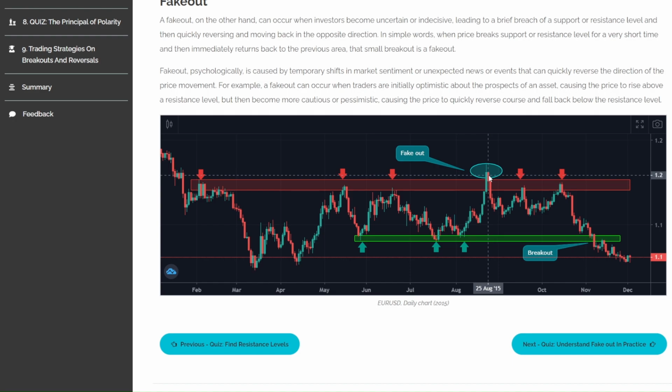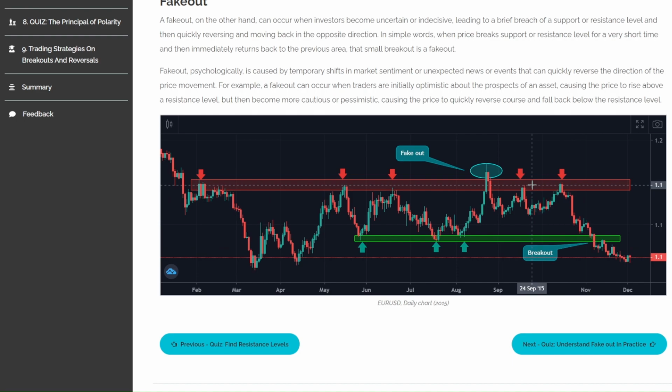Because when traders want to utilize these levels, they might just be trapped in this situation. This is one of the trickiest parts of support and resistance levels: when price starts to break out, how can you understand if it is going to be a fake out or a breakout? Is it going to reverse back, or is it going to be a continuation?